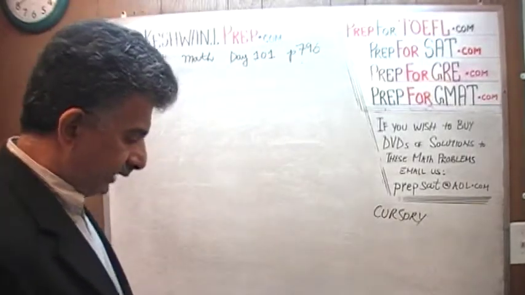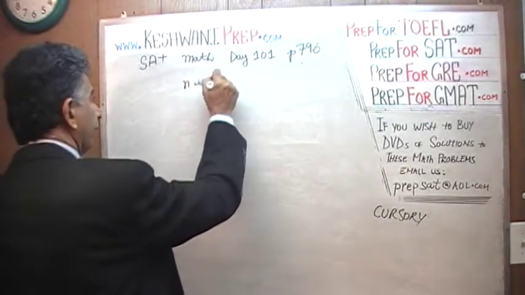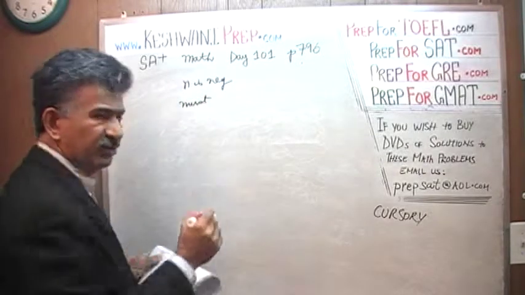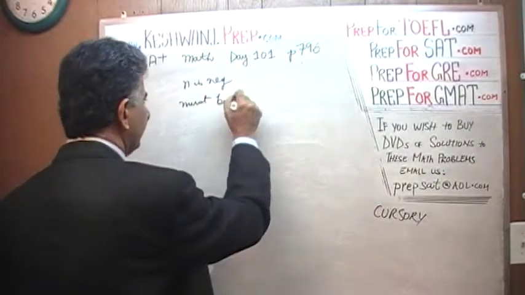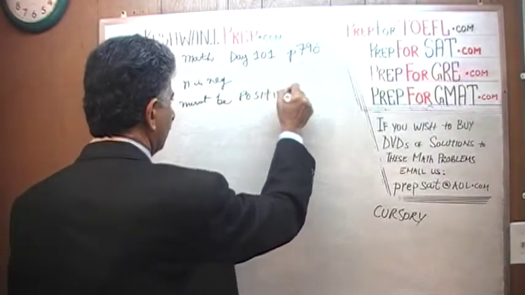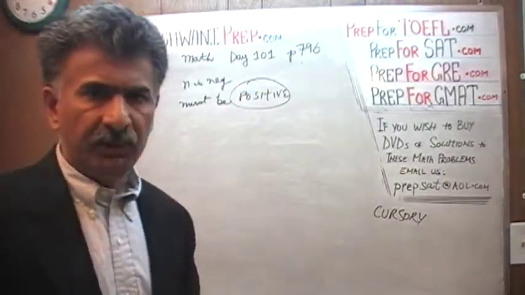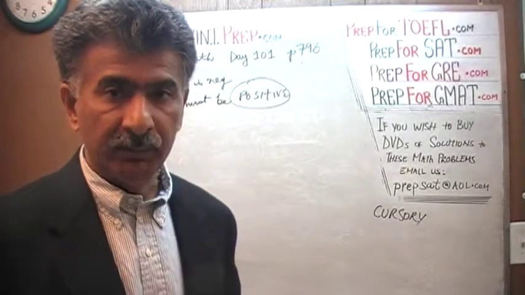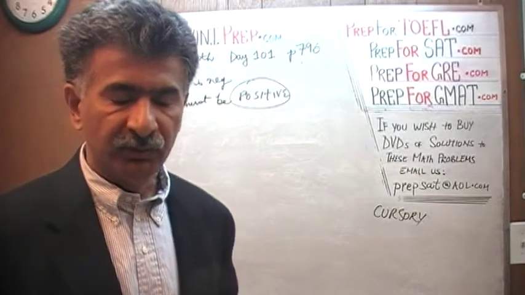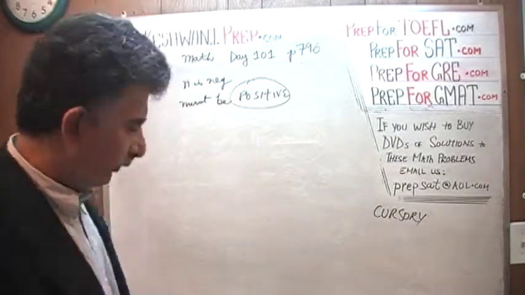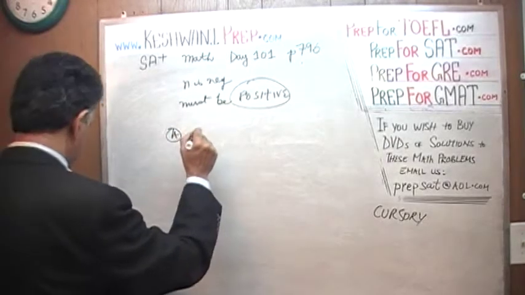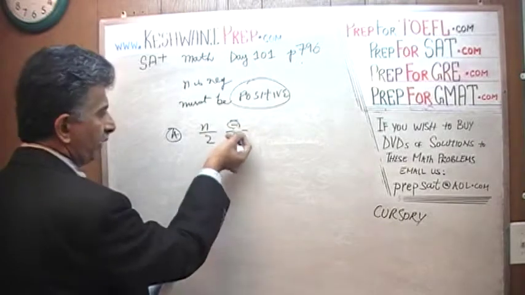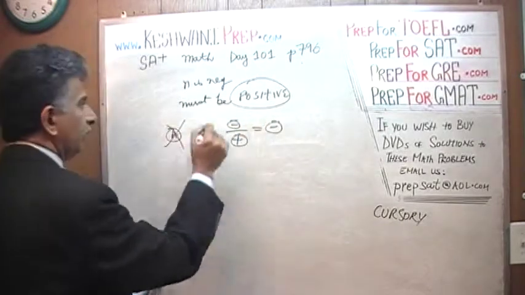If n is a negative number, so we know n is negative. Which of the following must be true, I misread it, not must be true, but rather must be positive. We're looking for something that has to be positive all the time, not just some scenario where it may be positive or it may not be, but something that has to be positive all the time. Let's take a look. Answer choice A says n over 2. Well, n we know is negative. Negative divided by positive is going to be negative. That's not it. We're looking for something that is positive.